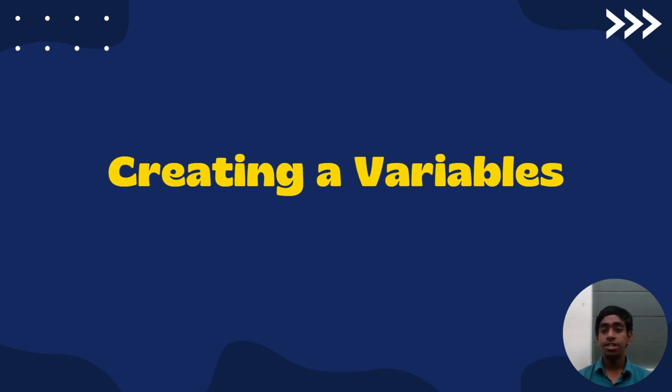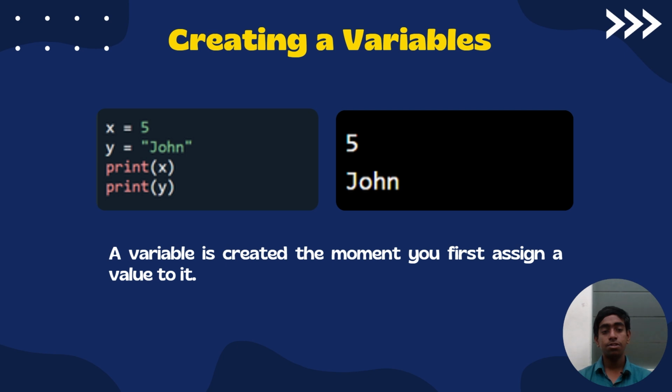And now we are creating variables. First, we should assign a variable and we have to give the value. For example, we are taking x is equal to 5 and y is equal to John. And then we are printing x and y. And the output is 5 and John. A variable is created the moment you first assign a value to it.